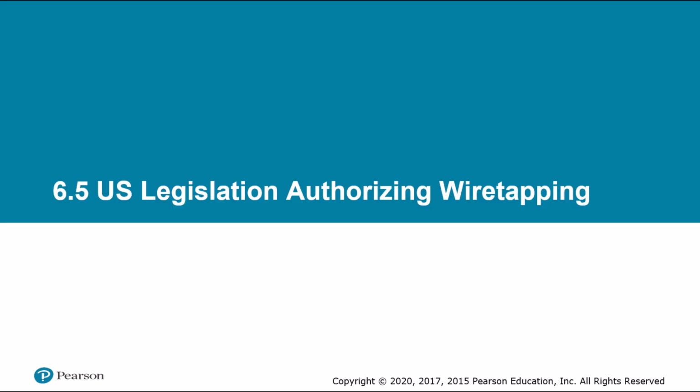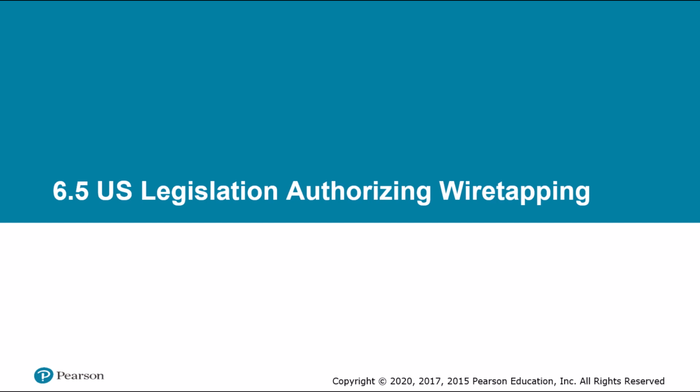All right, Section 6.5 is titled U.S. Legislation Authorizing Wiretapping. So as we've seen, the Federal Communications Act of 1934 made wiretapping illegal. And by 1967, the U.S. Supreme Court had closed the door to wiretapping and bugging performed without a warrant or a court order. But after the Katz decision, police were left without any electronic surveillance tools in their fight against crime.